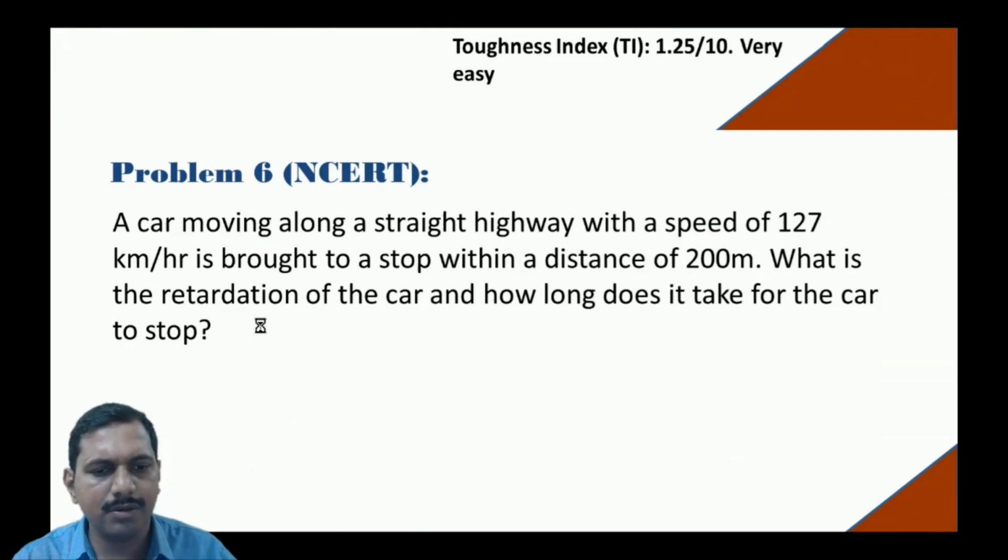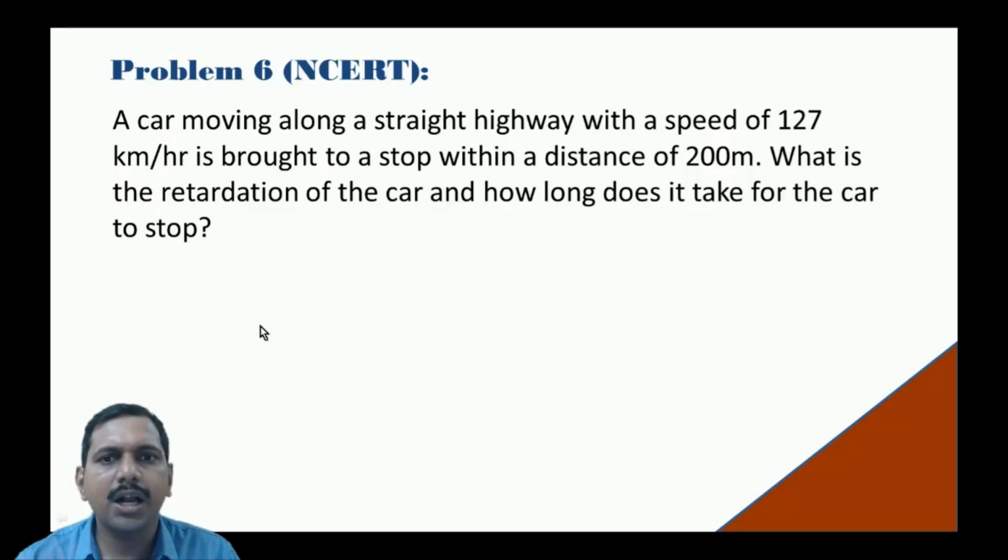Okay. So the question is something like this. A car is moving along a straight highway with a speed of 127 km per hour and is brought to a stop within a distance of 200 meters. What is the retardation of the car and how long does it take for the car to stop?